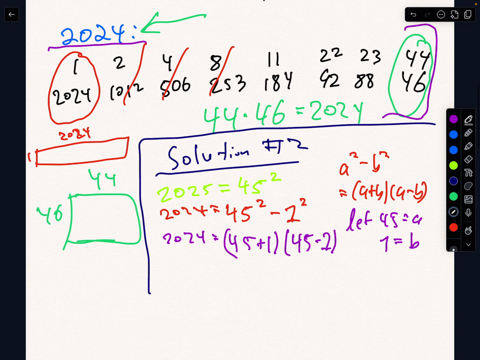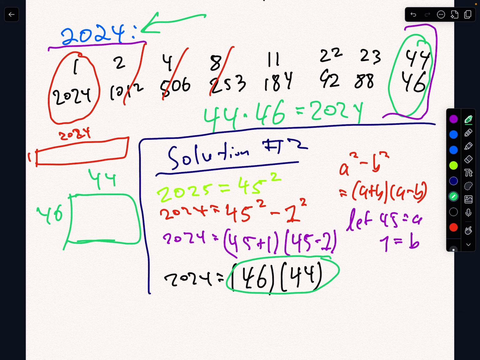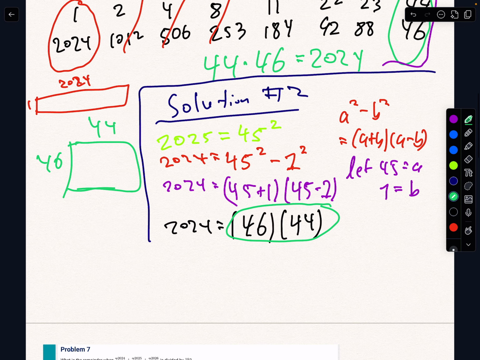Therefore, 2024 is going to be equal to, we're going to let 45 equal a and 1 equal b. So in this case, it'll be 45 plus 1 times 45 minus 1. Therefore, 2024 is going to be 46 times 44.